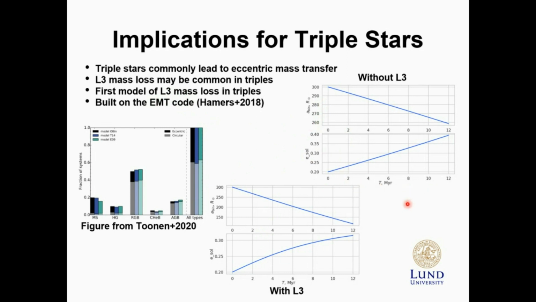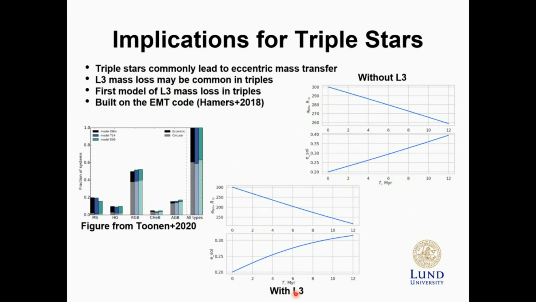On the x-axis for both plots is the time in mega years, and on the y-axis is the binary semi-major axis, or binary separation, if you like, here and here. And there's also the binary eccentricity, also over time.